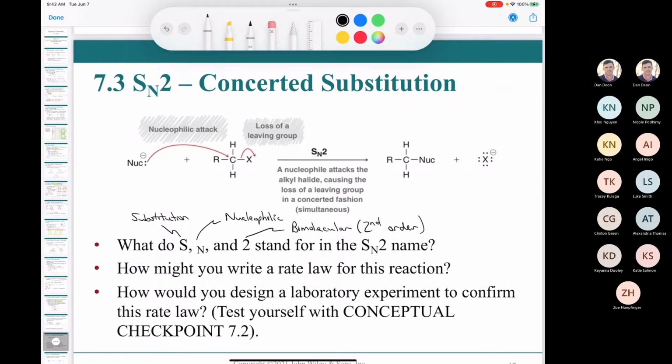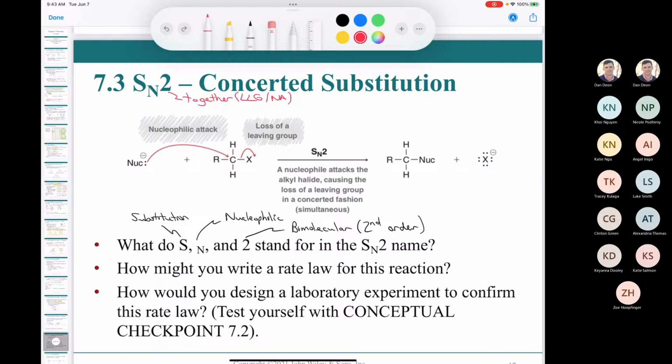I want to tell you a great mnemonic that my students taught me years ago. They said, this is how we remember it, Mr. Dion: SN and the 2 stands for together, meaning the nucleophilic attack and the loss of leaving group occur together at the same time, and that means it's a concerted reaction. So we have our nucleophile attacking our electrophile, we have the leaving group leaving, and we end up with a new compound, and our leaving group has left.